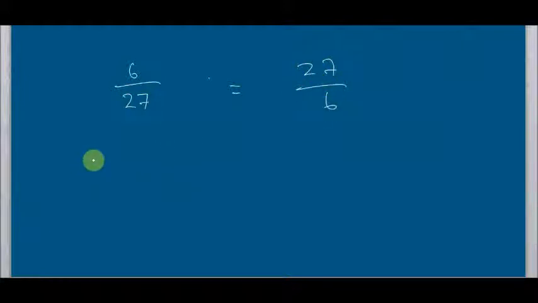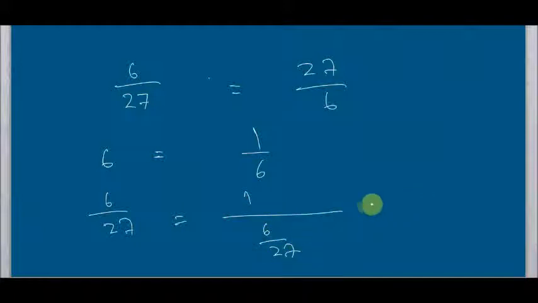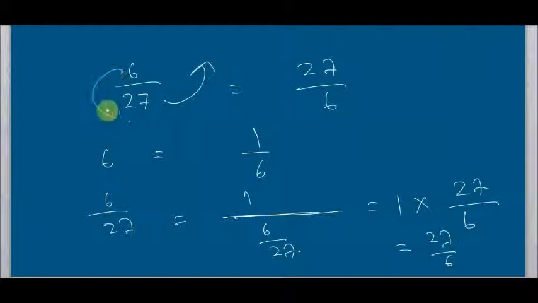Okay, actually the reciprocal definition is that if you find the reciprocal of 6, then it will be 1 by 6, right? If you want to find the reciprocal of 6 by 27, it will be 1 by 6 by 27. So what you do normally here, you turn this division into multiplication, and you invert this fraction like this. So ultimately you get 27 by 6. What I told you, just the opposite, invert the fraction to get the reciprocal.